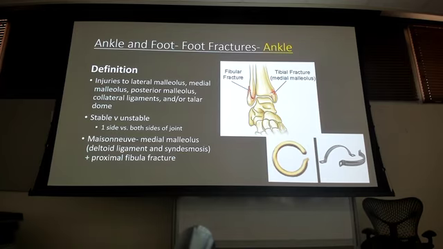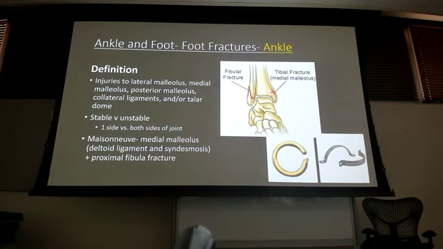Then the ankle. This is a very common one. It's important to remember how our ankle fractures can affect the stability down there, or what we call the mortise. The mortise is considered this little portion here that goes around. So anything involving the mortise is usually a more significant fracture.